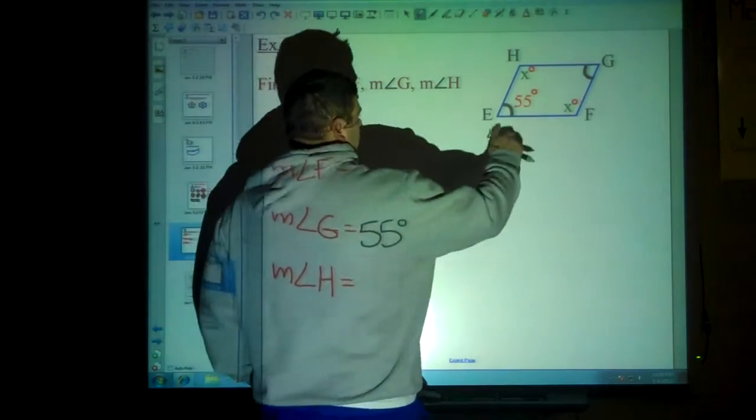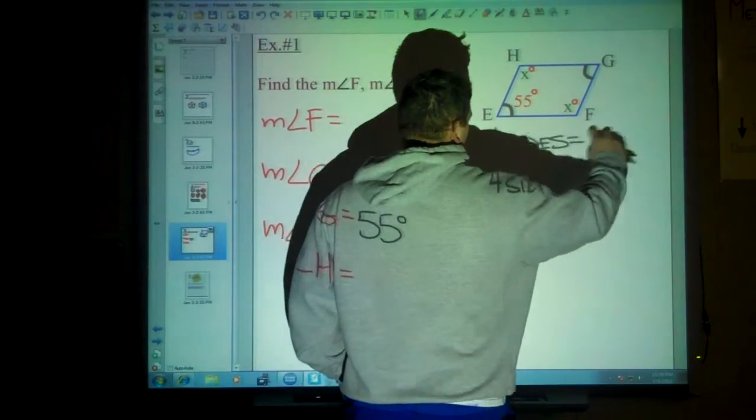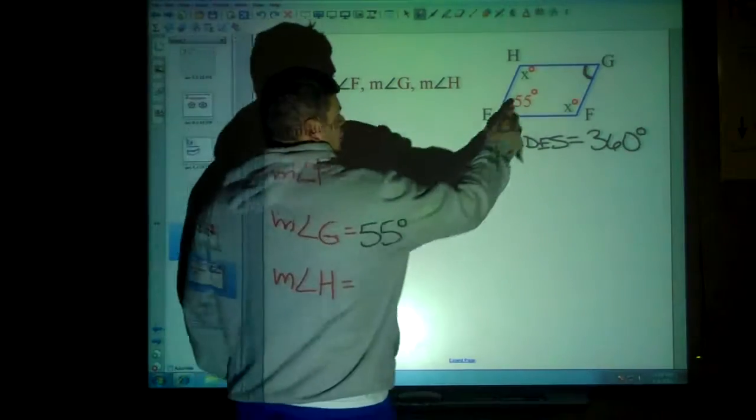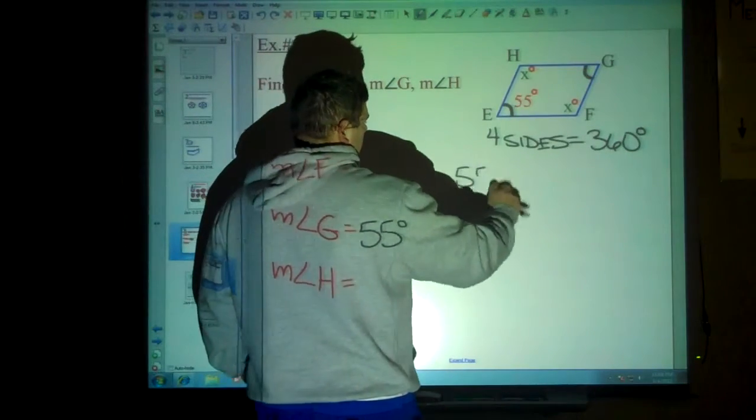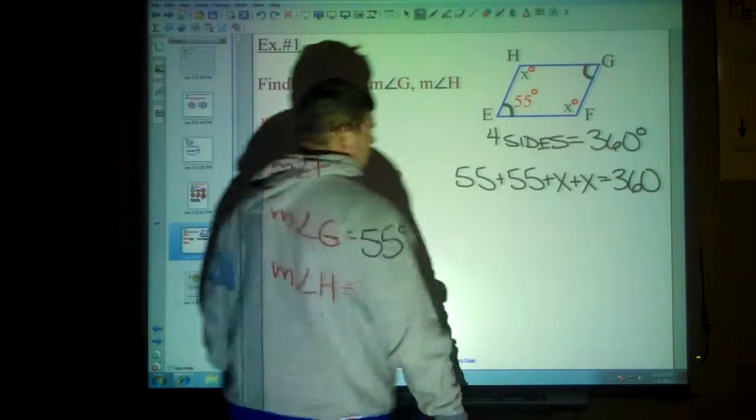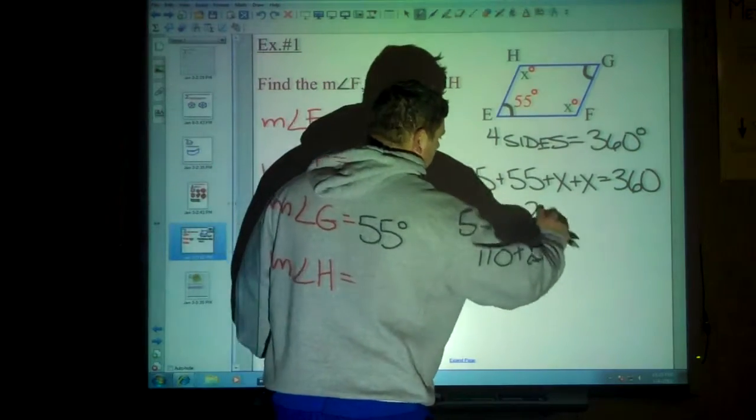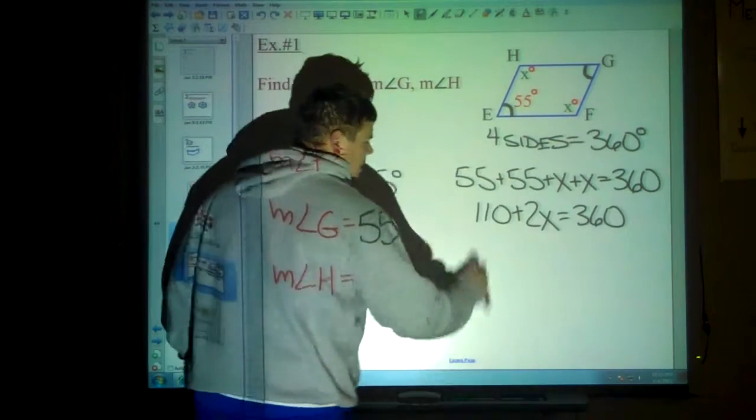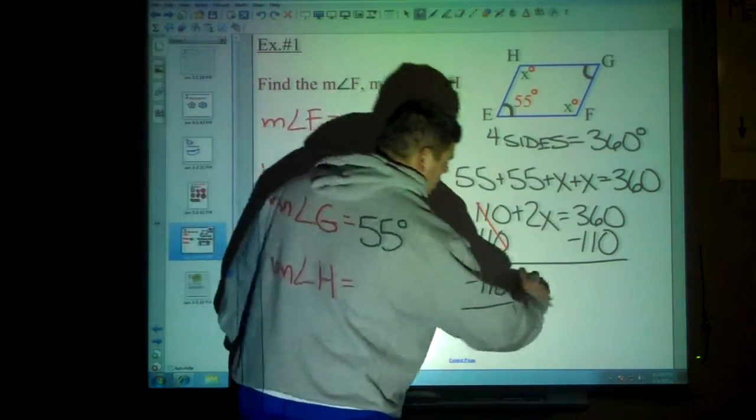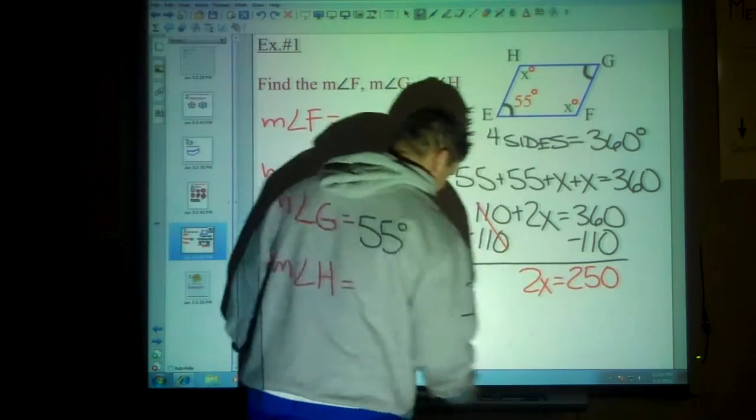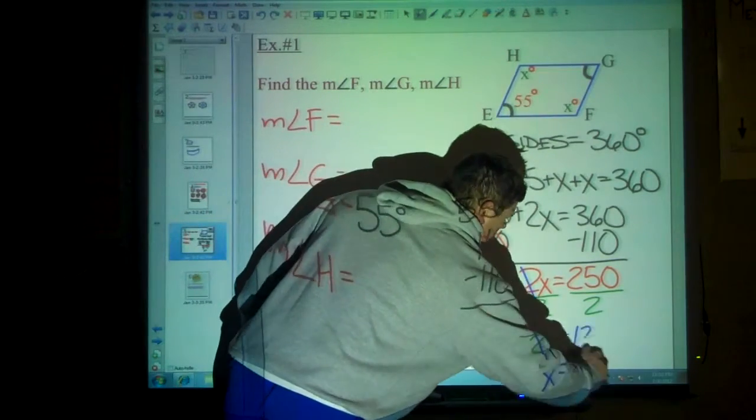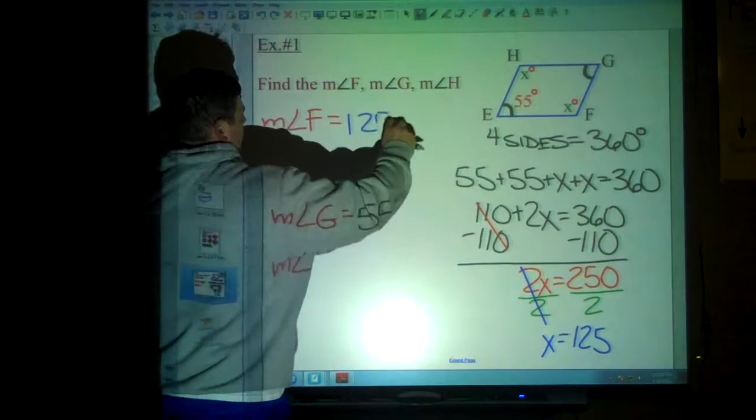The fact that it's 4 sides means it's going to equal 360 total degrees within the shape. We just discussed that a moment ago. So 55 here and 55 here, you put all the angles together, it's going to have to make 360. So 110 plus 2x equals 360. Subtract 110. You end up with 2x equals 250. Divide by 2. And x is 125. 125 degrees.